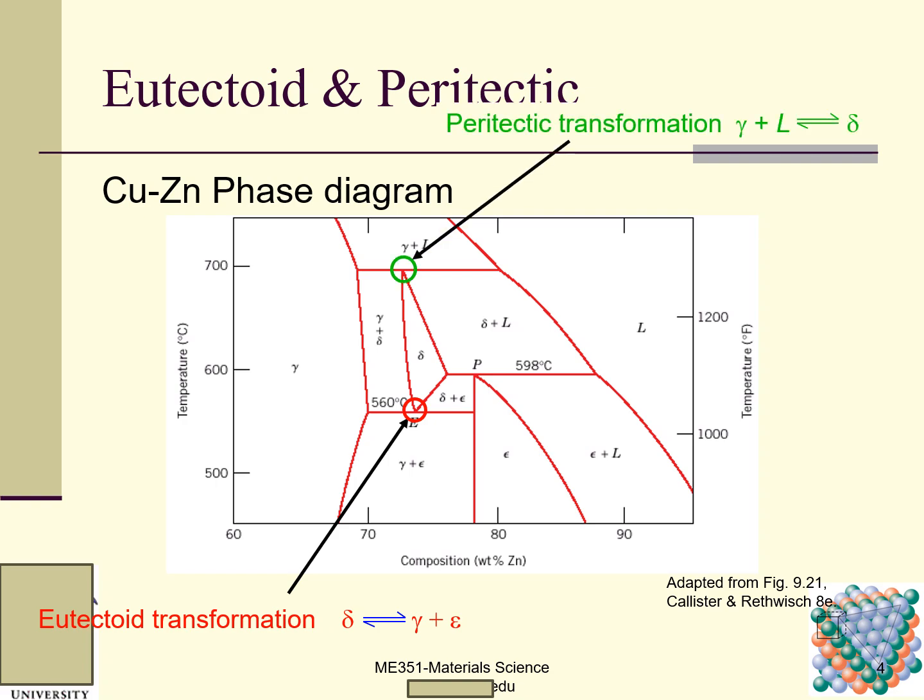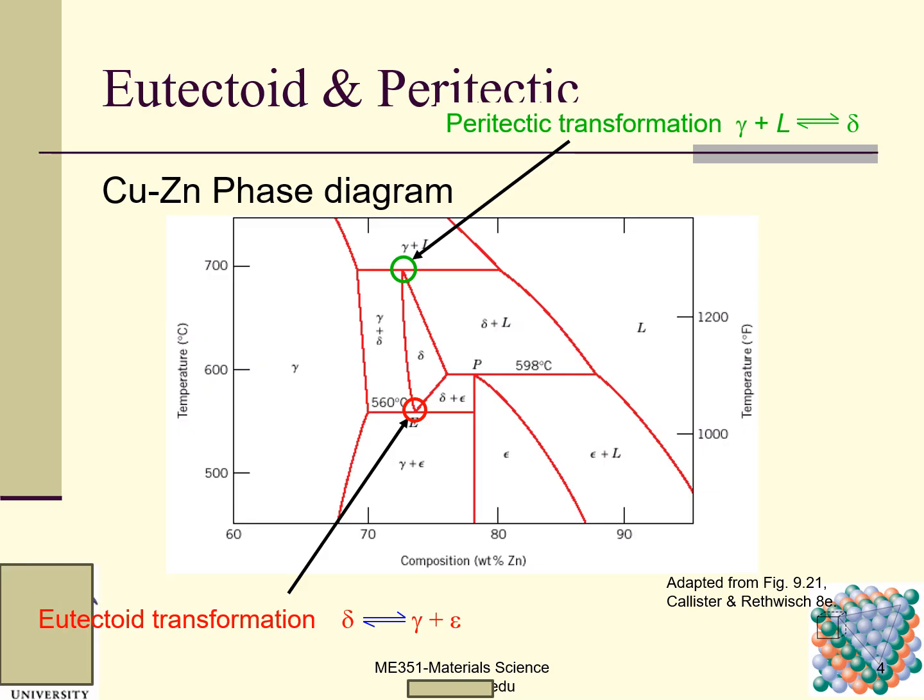So here, this point is a peritectic transformation. Why? Because it follows the peritectic transformation definition. You can see at this point, if we lower the temperature, we have gamma plus L, and then we will get delta, one single solid phase.